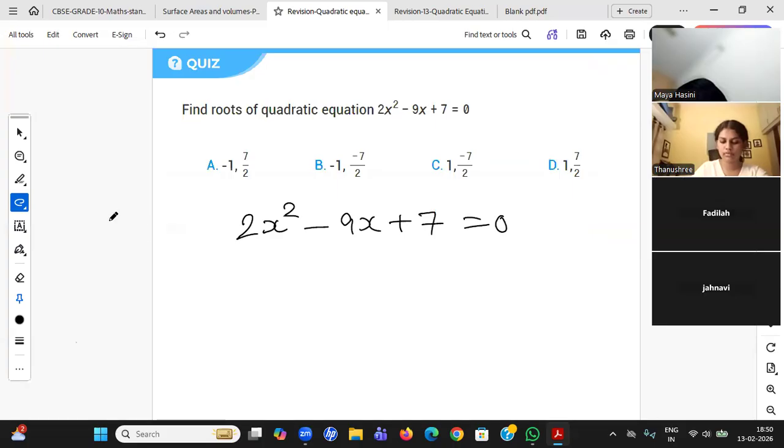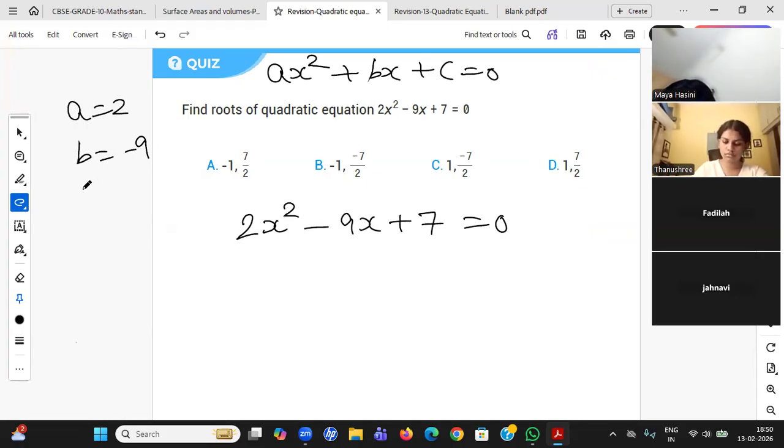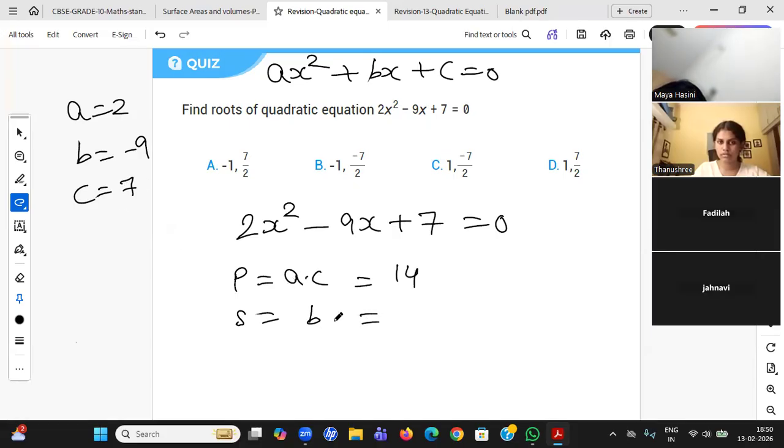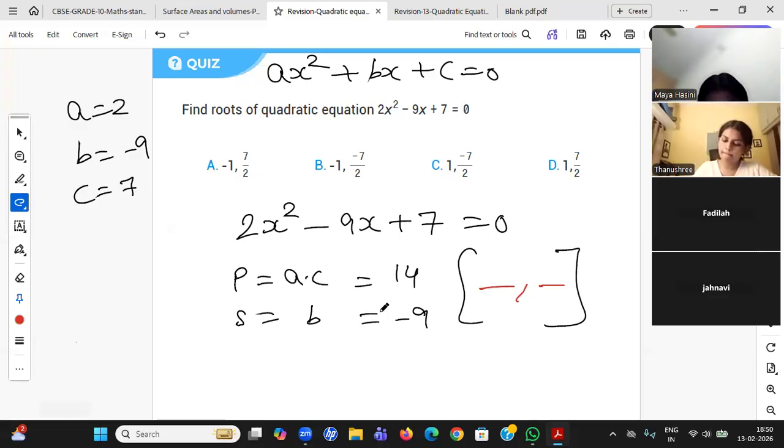So its roots, always compare with the standard equation. Try to do it before me, whoever is comfortable. I taught you in this way: product equal to A into C, sum equal to B. A into C is 14, sum B is minus 9. I want two numbers whose sum is minus 9, product is 14.